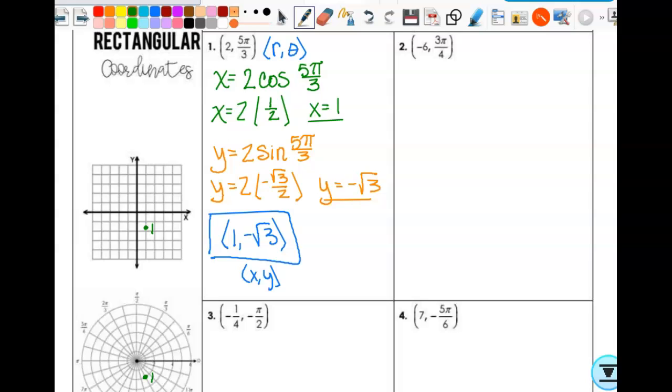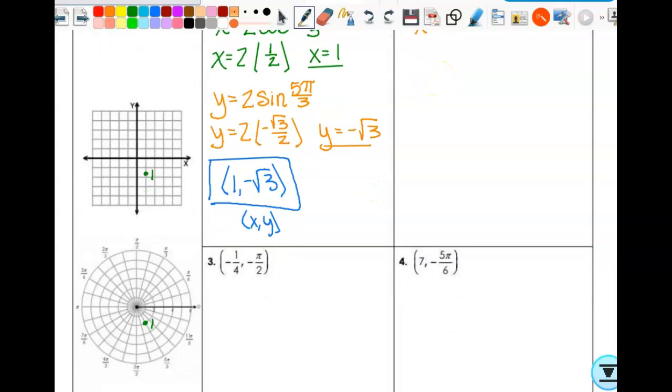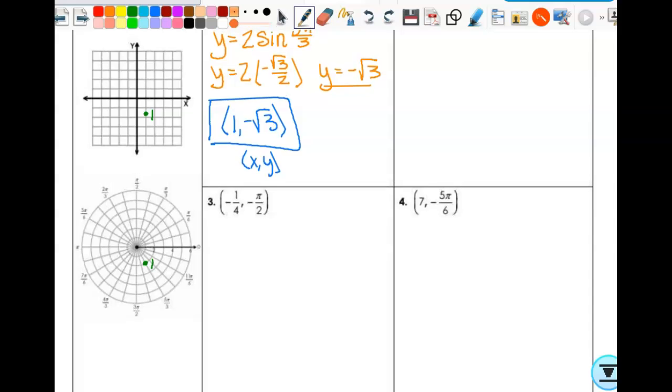Okie dokie. So this is r, theta. Let's find x. Oh, let's plot that too. I'm sorry. Negative 6, 3 pi fourths. So I'm going to go to 3 pi fourths, which is right here. Negative 6 puts me right here. This is number 2.